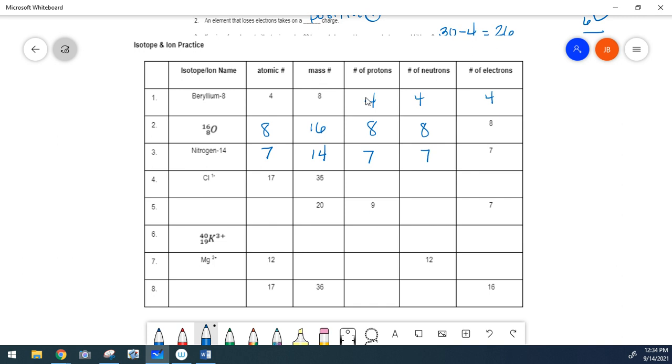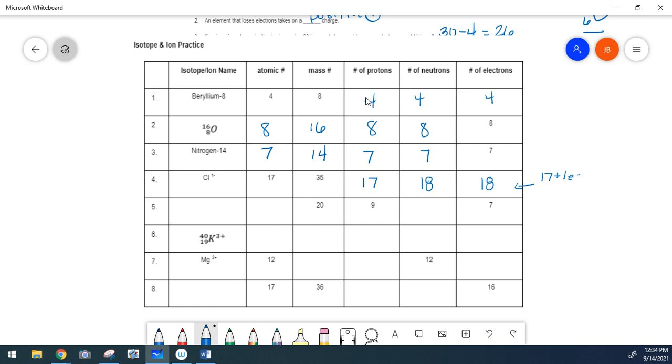All right, now we have an ion. Chlorine 1 minus. Y'all see it? So how many protons does it have? 17, because remember, protons don't change. Neutrons would be 35 minus 17. So what's that going to be? 18. That's right. Now, electrons. How many? 18, because we have minus 1. We have 1 extra, so it's 17 plus 1 electron.